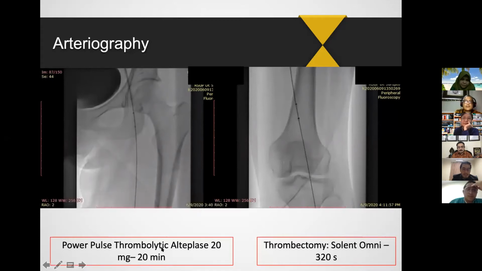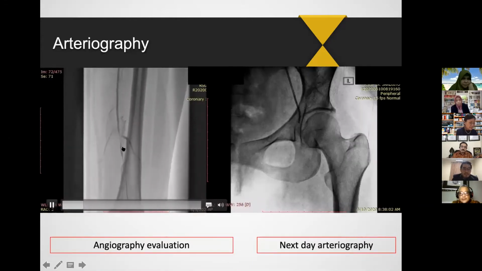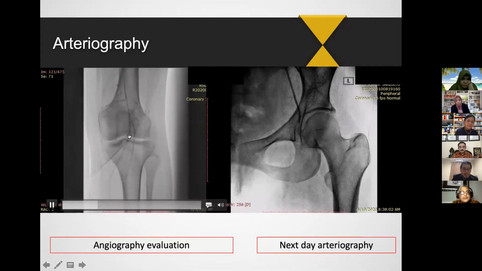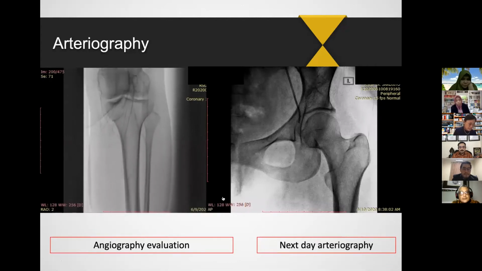Then we waited for 20 minutes. After that, we performed thrombectomy using the Solent Omni catheter with a total runtime around 320 seconds. This is the final angiogram. We can see that there is no thrombus anymore, but there is spasm here, maybe because the vessel is so small, or because of mechanical trauma, maybe from the AngioJet.